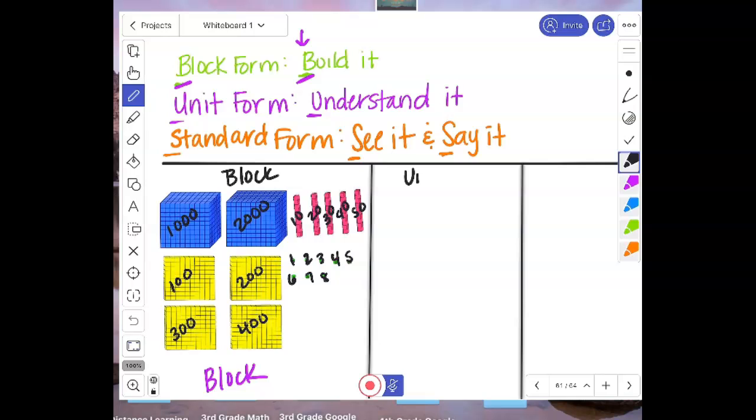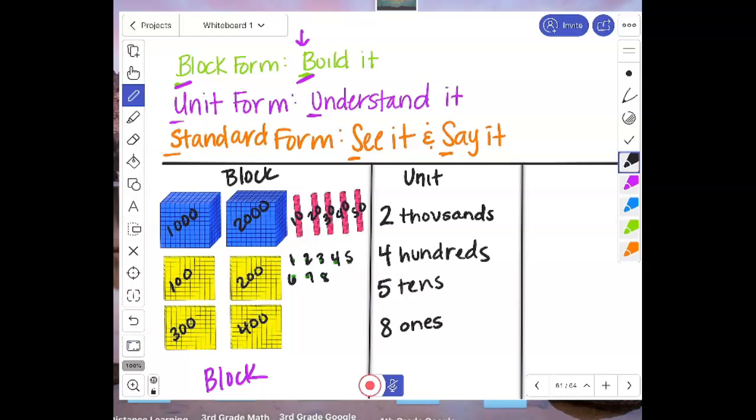Now if I'm doing unit form, that means I have to understand it. What do each of those blocks represent? Well, that means that I have 2 thousands. I've got 4 hundreds. I have 5 tens, and I have 8 ones. So really what I'm showing is that I understand what this picture shows me. I built it with blocks, and I understand what each of those blocks is.